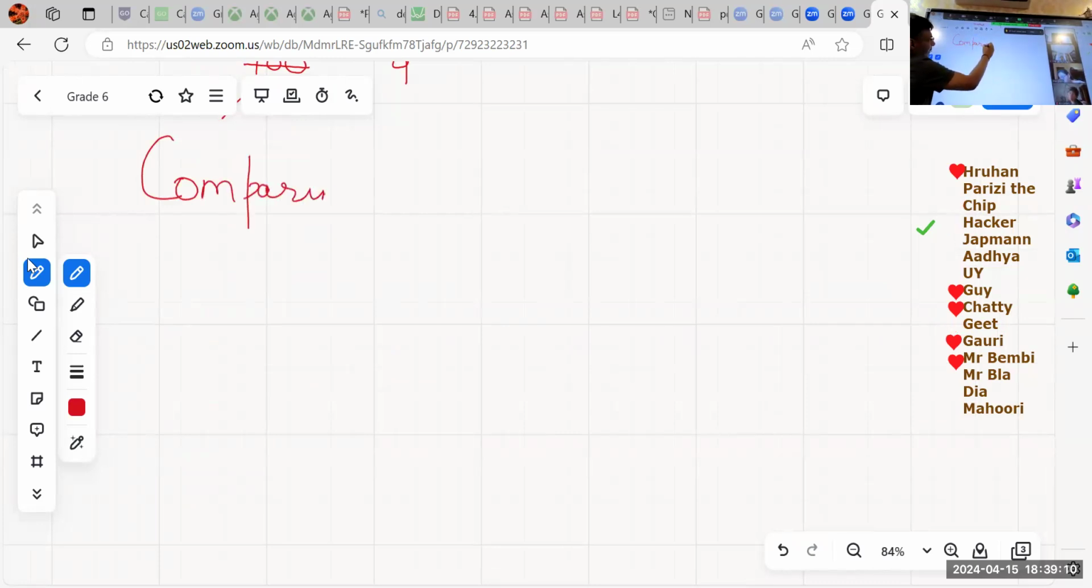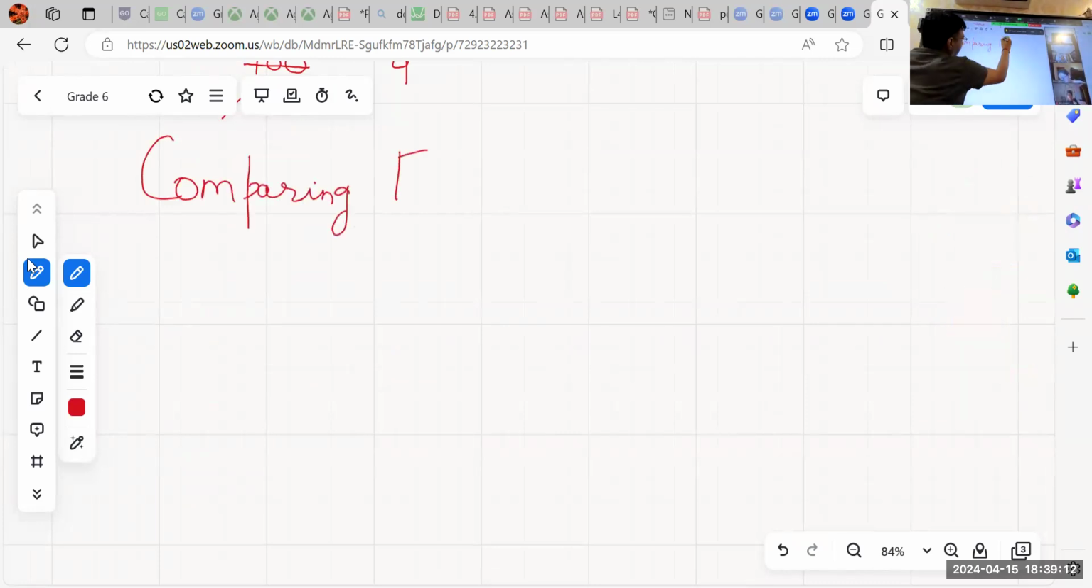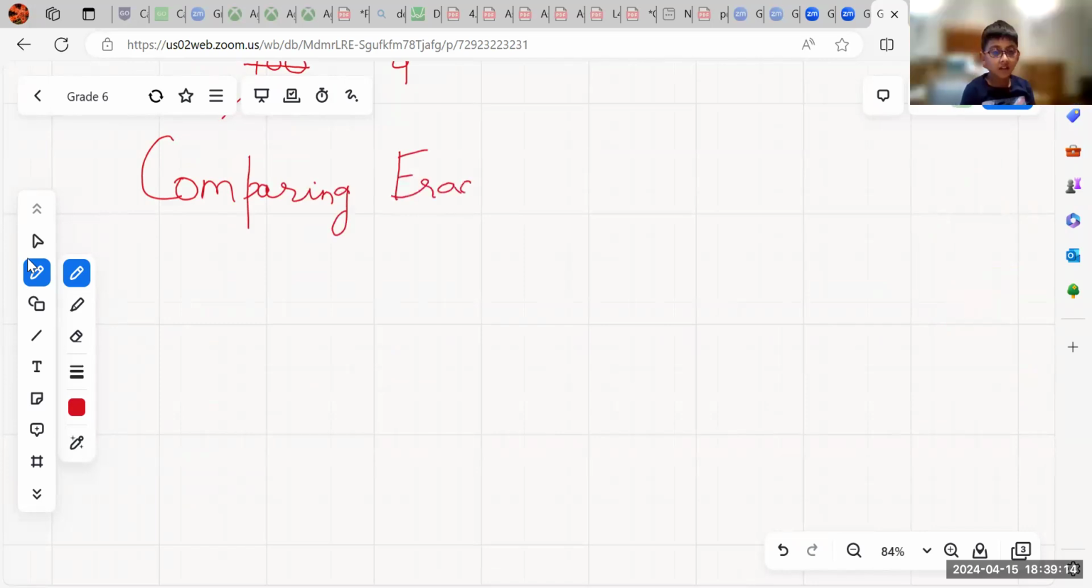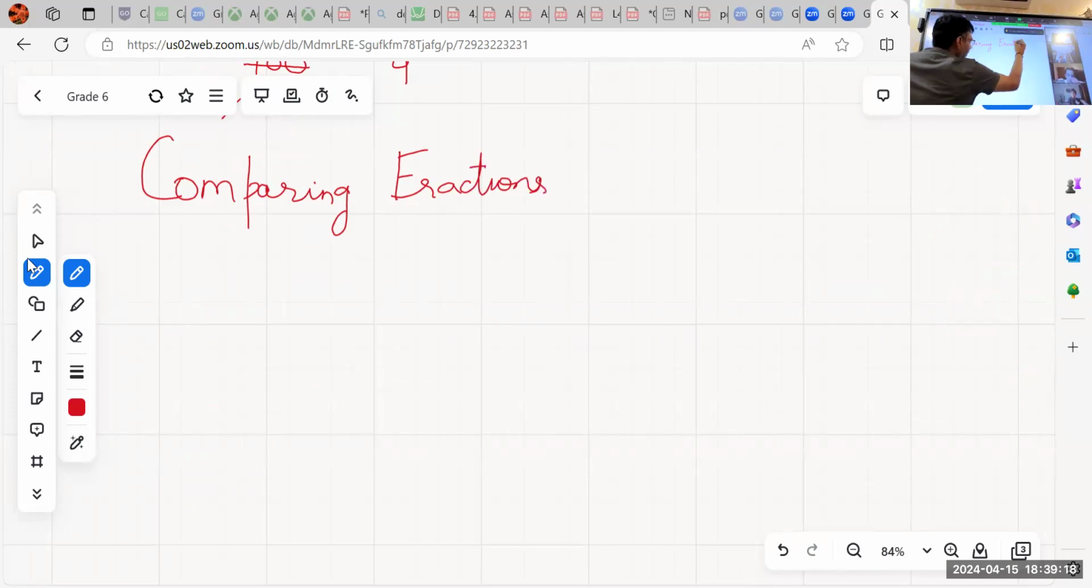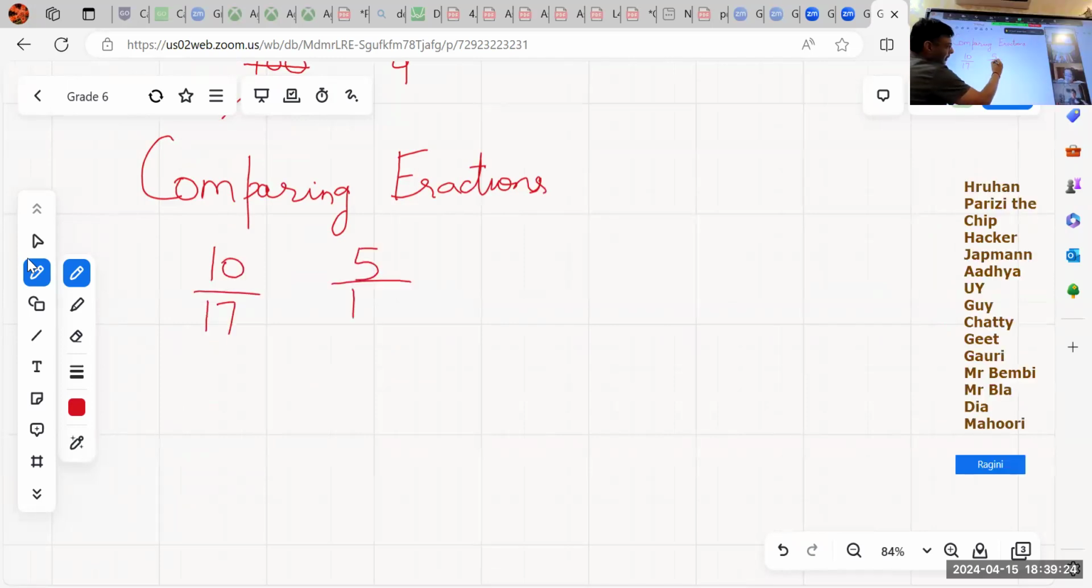There are multiple ways. Let's see how many ways there are. I need to go use the washroom. Beta, cleaning of washroom will be done during the break time or after class.